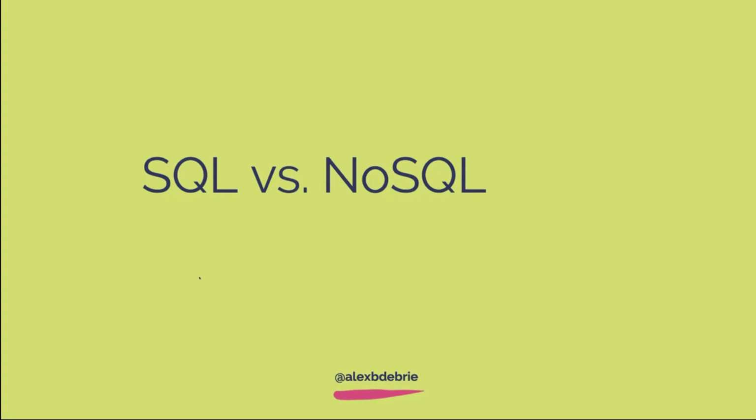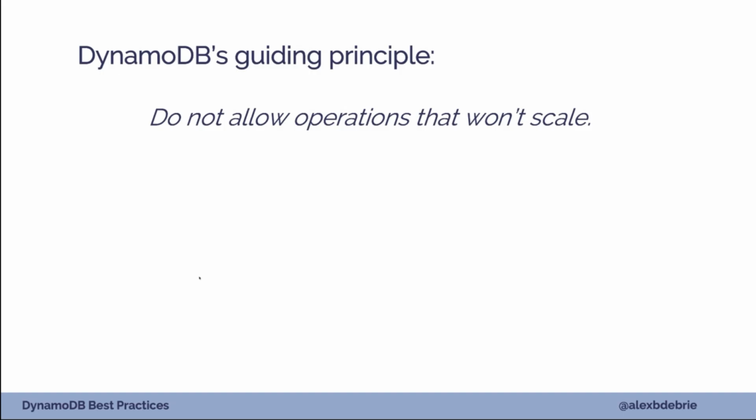So now that we've got a little bit of that basic terminology, let's talk about SQL versus NoSQL, because I think before you really get going with DynamoDB, you have to know these differences, and I think it helps to understand some of the underlying reasons behind these differences. So before we even get there, I want to talk about what I call DynamoDB's guiding principle, and this isn't stated anywhere, but I think it underlies every decision they make. And basically they won't allow you to write operations that won't scale.